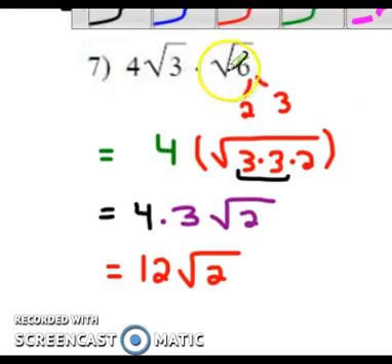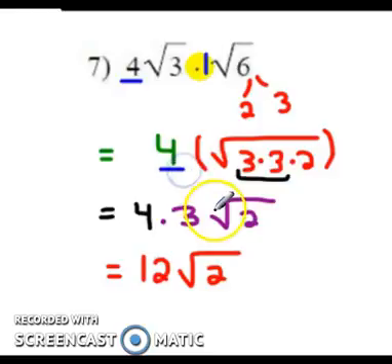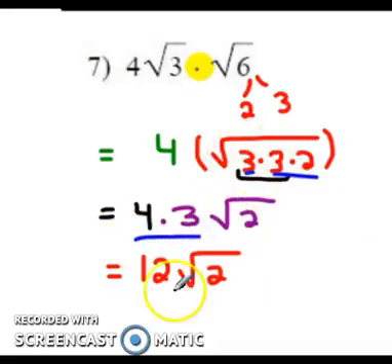In problem number 7, I am multiplying. I'm not adding or subtracting. So multiply whole numbers with whole numbers. 4 multiplies with 1. That's how I got 4 right here. Under the radicals, I have square root of 3. That's where that 3 came from. I'm going to factor 6. 2 times 3. So I have 3 times 2. So I have a set of 3's that come out of the radical. So 4 times 3 is 12. Square root of 2 stays under the radical.